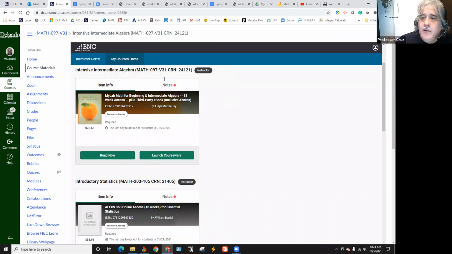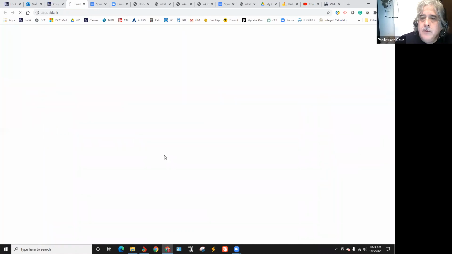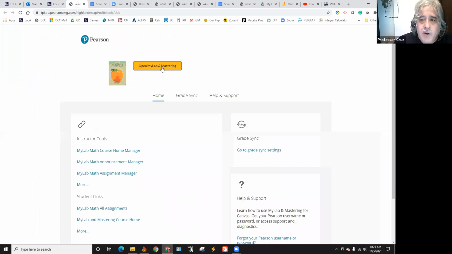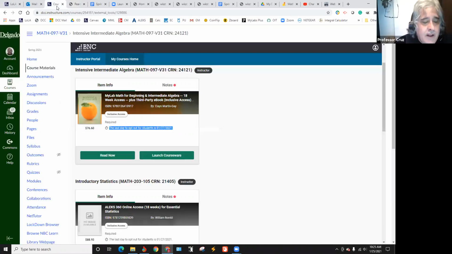And then you're going to hit launch courseware. On the student version, they have a little thing up here that says opt out. I advise you not to press that, because then you're going to be getting the materials on your own. Clicking on launch courseware takes all that out. The first time you do it, when you click on open My Lab and Mastering, as a student, it's going to ask you to register. All right, because if you've already got an account, go into that account. In other words, if you're repeating this class.